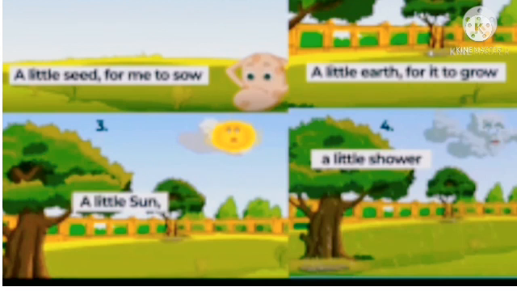Picture number 3, a little sun. That means a little sunlight. So the seed needs soil in the earth and sunlight. And after some days, it will get soil, sunlight and rain. Here shower means rain. So after some days, it will become a flower. Picture number 5. So the seed will get soil, sunlight and rain and it will stay inside the soil. So after some days, picture number 6, it grows as a beautiful flower.